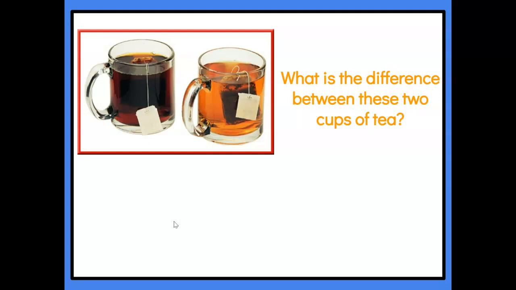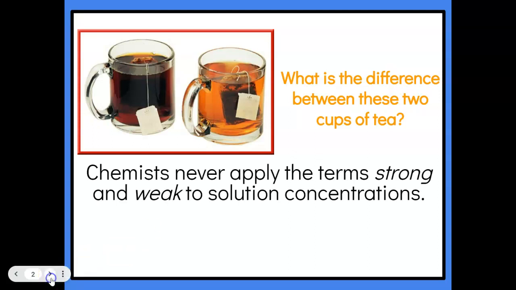So if we take a look at this image on the screen, we have two different cups of tea here. And before moving forward, just pause and ask yourself, what is the difference between these two cups of tea? So what difference can you observe in these teacups? Well, obviously the tea on the left-hand side is darker and the tea on the right-hand side is lighter. So this tea has a stronger concentration of tea. Okay, so in comparison to the water, this concentration would be higher.